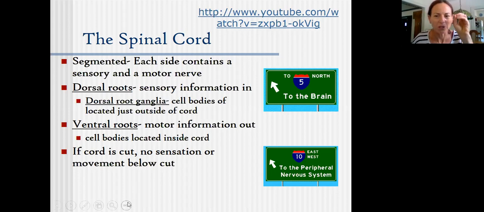Recognize that we're going to lose both sensation. So you're going to feel a paralysis, but you're also going to lose movement. So you won't feel anything and you won't be able to move, because we have both sensory and motor neurons coming out of there.